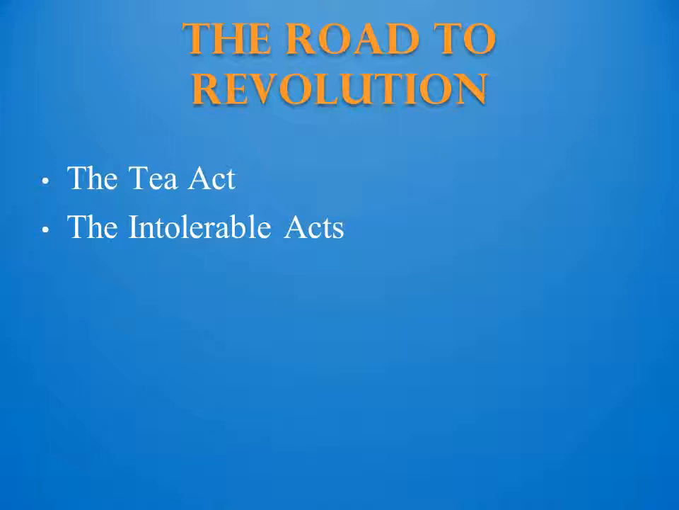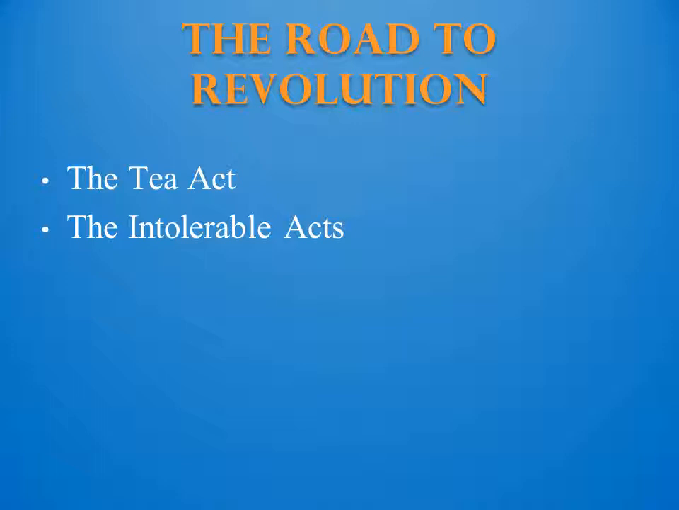They closed the port of Boston until the East India Company had been compensated for its losses. They altered the Massachusetts Charter of 1691 by stopping town meetings and authorized the governor to appoint council members who had previously been elected. And they also allowed the British military commanders to house troops in colonists' private homes.